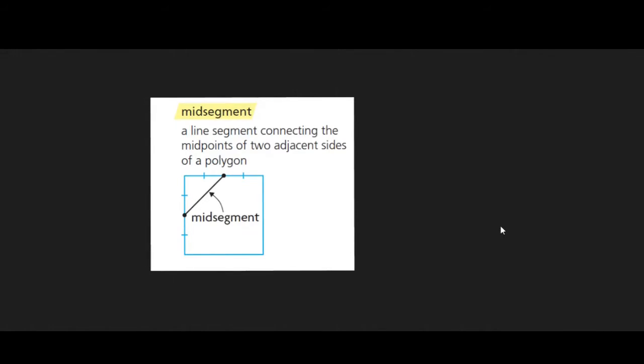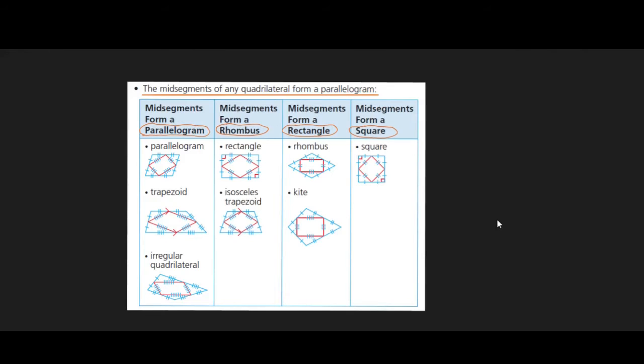Other interesting properties can be discovered when midsegments of a quadrilateral are drawn. Now, what is a midsegment? A midsegment is a line segment that connects the midpoints of two adjacent sides of a polygon. Now, when that is done for a quadrilateral, special shapes are also formed. For example, in a parallelogram, the midsegments form a parallelogram. The same goes for a trapezoid or trapezium and an irregular quadrilateral.